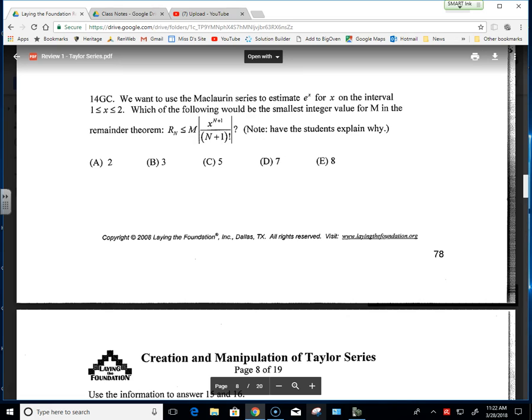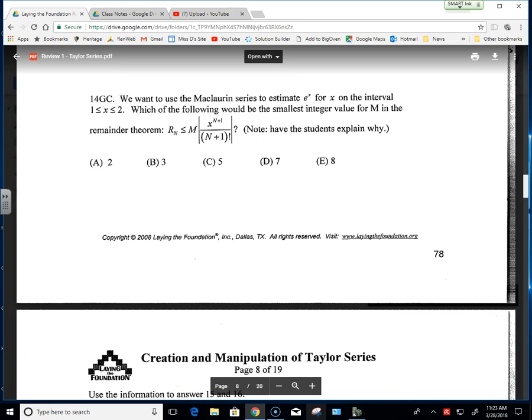Number 14, I just wanted to make sure it's at least been helpful to everyone up to this point. Graphing calculator, go team. We want to use the Maclaurin to estimate e to the x for x on the interval 1 to 2. Which of the following would be the smallest integer value for m in the remainder theorem? R sub n is less than or equal to. What do you guys see in that theorem?